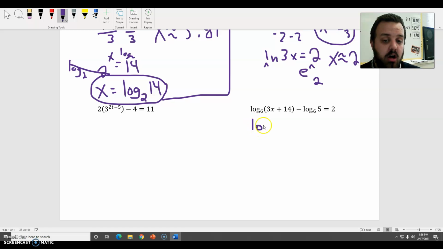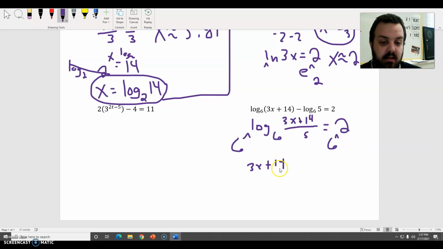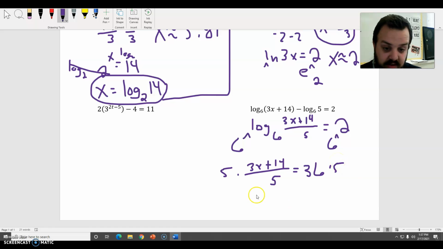So I know that the log base 6 of 3x plus 14, divided by 5, is going to equal 2. Okay, so I'm condensing this so that now I can go ahead and use my inverse operations. Okay, 6 to both sides. So 3x plus 14 divided by 5 is going to equal 36, because that's what 6 squared is. Okay, now I can multiply both sides by 5 and solve this like a normal equation. 36 times 5 is 180, so 3x plus 14 equals 180.